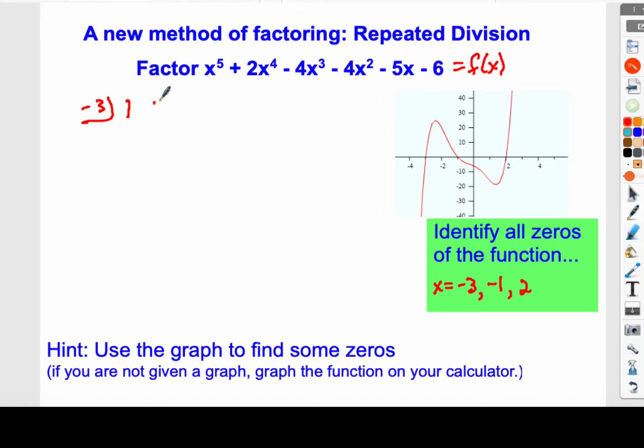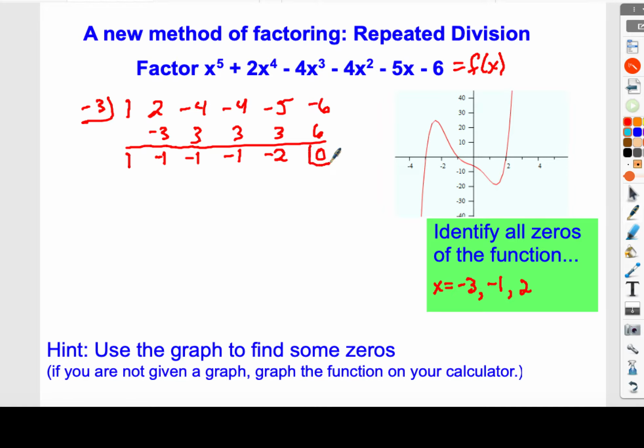1x to the 5th, 2x to the 4th, minus 4x cubed, minus 4x squared, minus 5x, minus 6. And again, the nice part is we weren't missing any terms, so no zeros in there. But we'll drop that 1 down, multiply and add. Multiply by that -3, add them up to -1. Multiply by -3, again adds to -1, times -3, add them up, and times -3. And because I knew it was a zero of my function, I fully expected that remainder to be 0. So that's a good sign that it came out to 0 there.